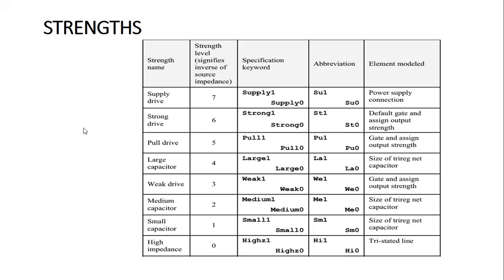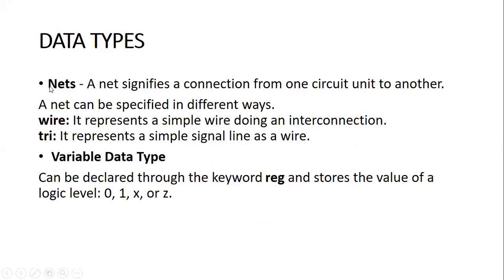Next is data types. In data types, the first one is a net. A net is nothing but a connection from one circuit unit to another, like you can assume connecting wire in a breadboard. So net can be of two types: one is wire, one is tri. Wire represents a simple wire for interconnection. Tri will represent a signal line or a wire. Variable: anything that is declared through the keyword reg and stores the value of 0, 1, X or Z is a variable.